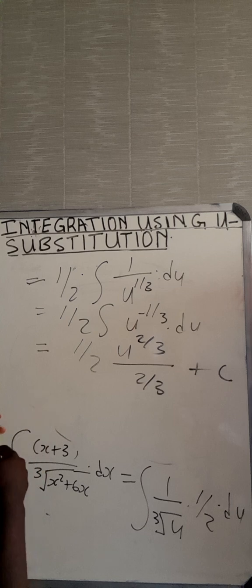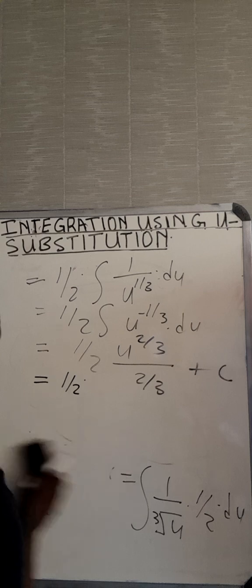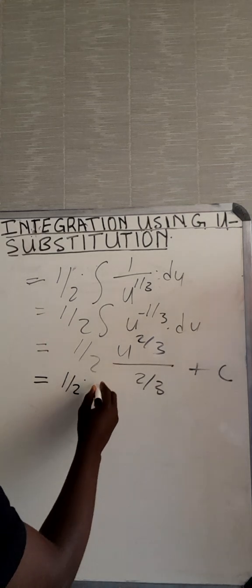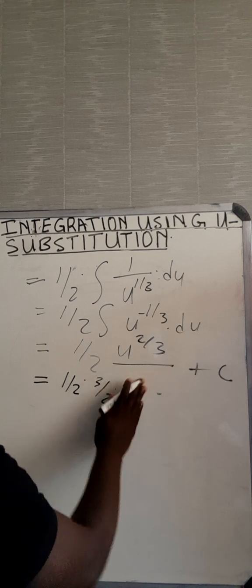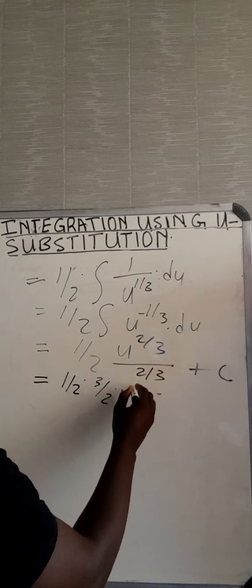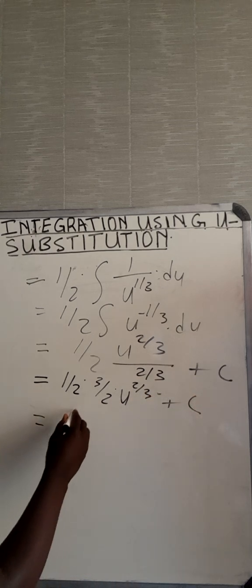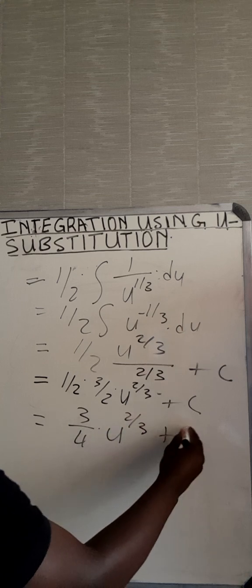So this will be equal to 1 over 2 times 3 over 4 u to the power 4 over 3 plus c. So this is just equal to 3 over 8 times u to the power 4 over 3 plus c.